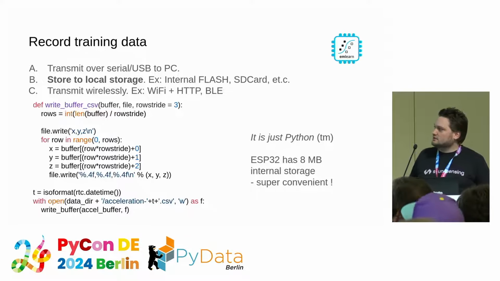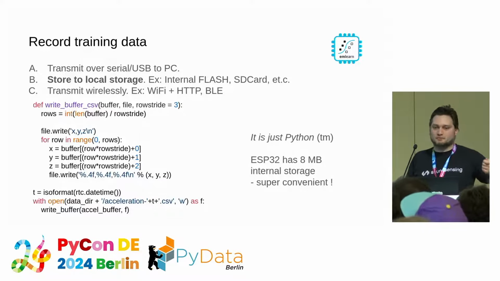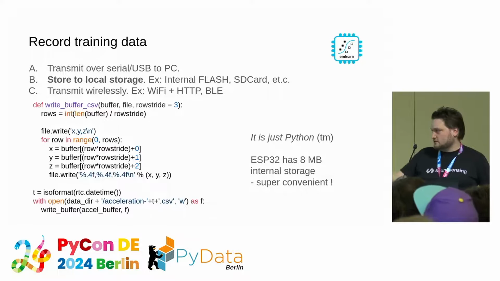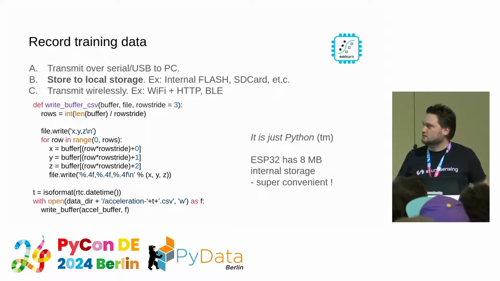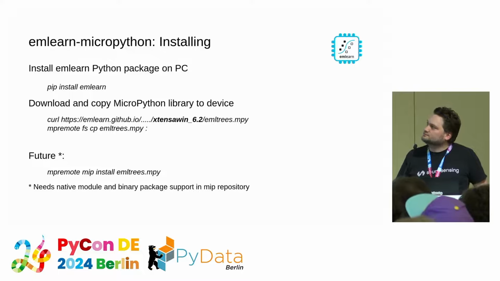This is just some simple code to write CSV without a library and just write it to a file somewhere on the disk. And you can just timestamp it, for example. You have an RTC that tells you the real time. Because you have 8 megabytes of internal storage, that's always available, super easy to just get started with recording training data there.